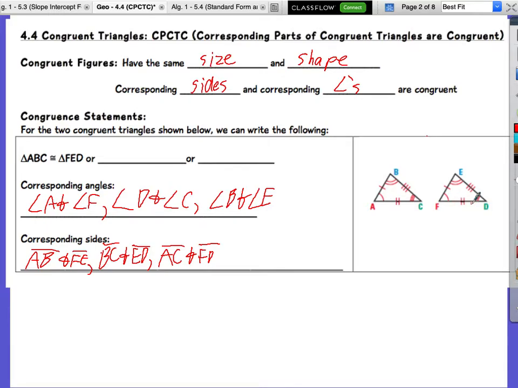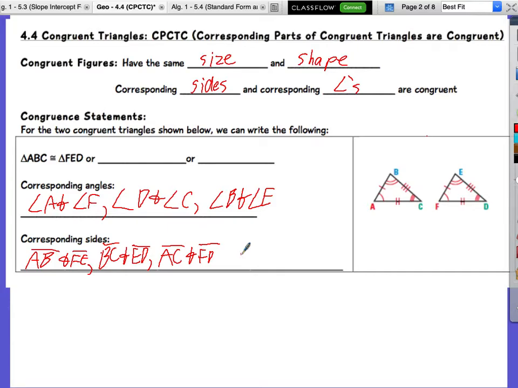If you call it side DF, would you also have to call it CA? Good question. Eric asked, hey, Mr. Costle, if we call this one DF instead of FD, do we also have to call this one CA? No, we don't. Because either way, these are still the same side. CA and AC mean the same side, and DF and FD mean the same side. So that was a good question. We don't have to call it that.